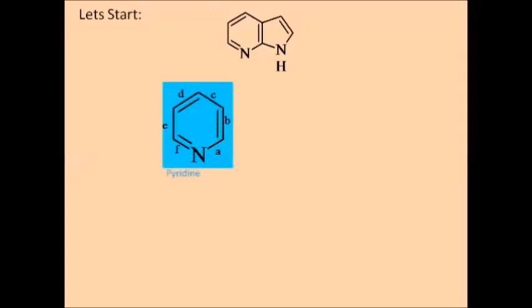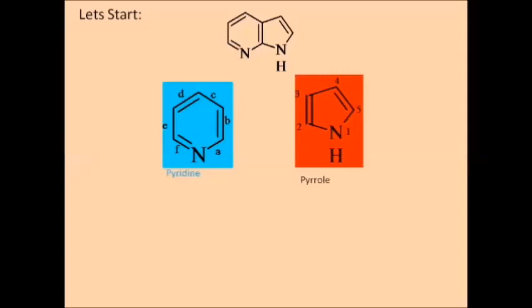Let's start. In this fused ring we can see that one pyridine ring is fused and one pyrrole ring is fused. So for the nomenclature of a fused heterocyclic ring, we have to decide which ring is the major ring and which is the substituent ring. The substituent ring means the minor ring and the basic ring means the major ring. We will discuss in detail the different rules later in this video by which we can decide the basic ring and the substituent ring.